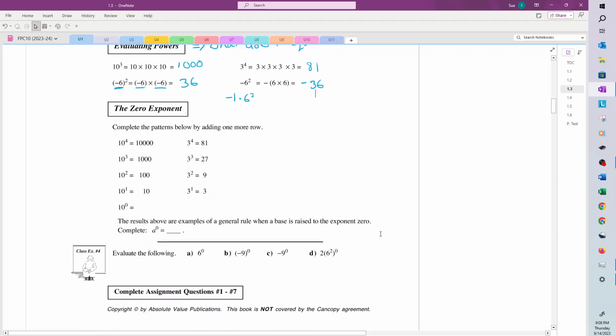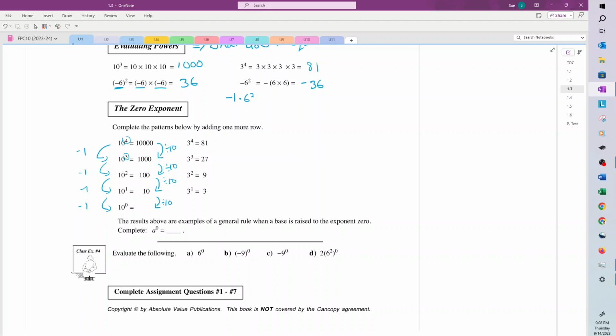All right. This says the 0 exponent, so something to the power of 0. You would have covered this in grade 9. If we look at these exponents, the exponent is going down by 1 each time. And if we look at this side, each time it's dividing by 10. So we're going to do that again, and divide by 10. That means that 10 to the 0 equals 1.